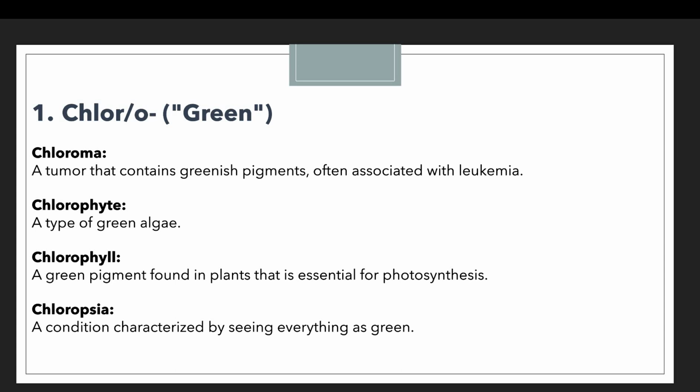Now if you look at all the examples again, you will find that there is only one thing which is common in all of them, which is green. Somewhere we are talking about the greenish pigment, somewhere the green algae, and somewhere the green pigment, and everything is green. Like you can see in the fourth example, a condition characterized by seeing everything as green. So just to denote these things, we are using the prefix chloro. So this is the first prefix.